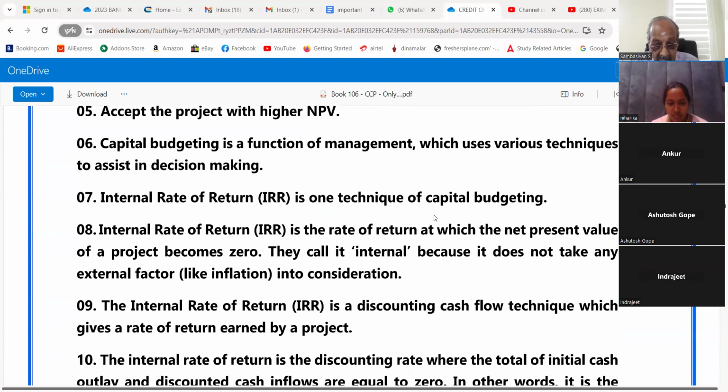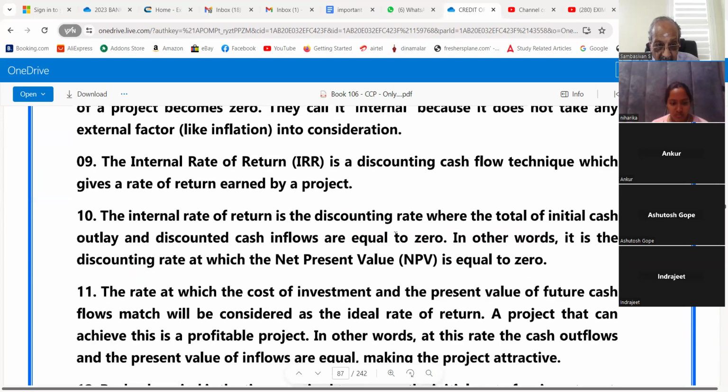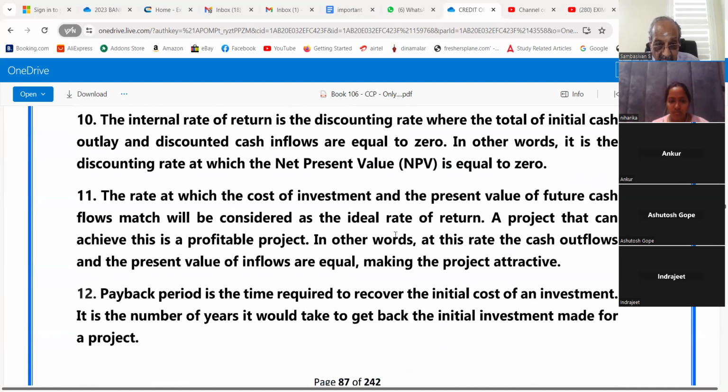Sixth, capital budgeting is a function of management which uses various techniques to assist in decision making. Seventh, internal rate of return is one technique of capital budgeting. Eighth, internal rate of return is the rate of return at which the net present value of a project becomes zero. They call it internal because it does not take any external factor like inflation into consideration. Ninth, the internal rate of return is a discounting cash flow technique, which gives the rate of return earned by a project. Tenth, the internal rate of return is the discounting rate where the total of initial cash outlay and discounted cash inflows is equal to zero. In other words, it is the discounting rate at which the net present value is equal to zero.